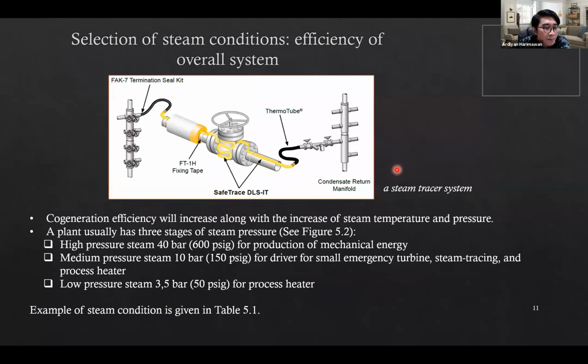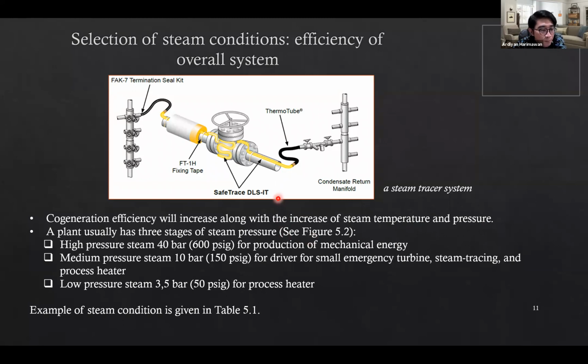Okay, and then the selection of the steam condition will also be based on the overall efficiency of the system. For example, I think you have learned about cogeneration, right? The efficiency of the cogeneration basically will be based on the steam diagram, the diagram of pressure and temperature. If you have a cogeneration system, its efficiency will increase if you have higher temperature and higher pressure of the steam. You can remember again from the shape of the curve.